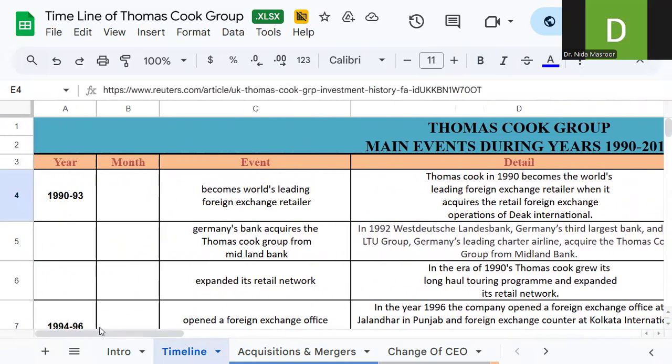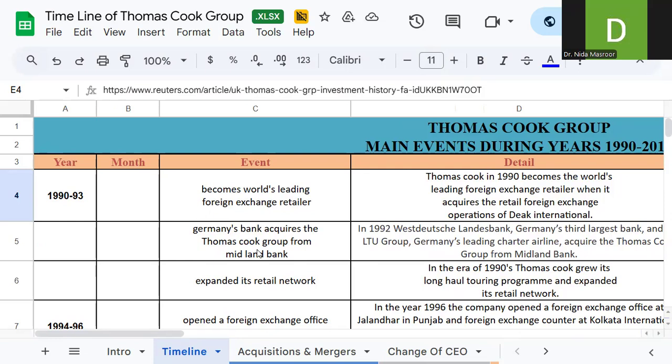So this is basically a timeline of one of the very old organizations in Europe, in the UK. That was Thomas Cook Group, which initially started off as a family business, and it was 175 years old when it went bankrupt in 2019.